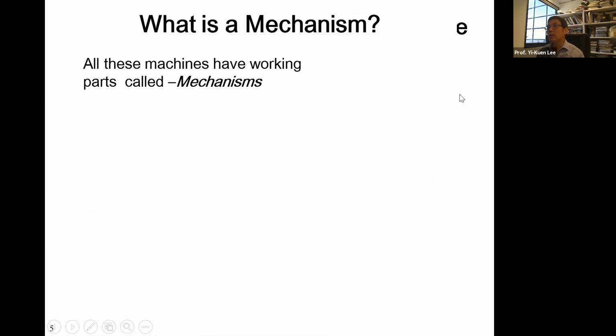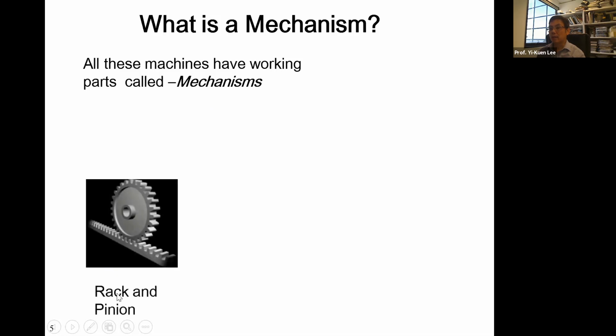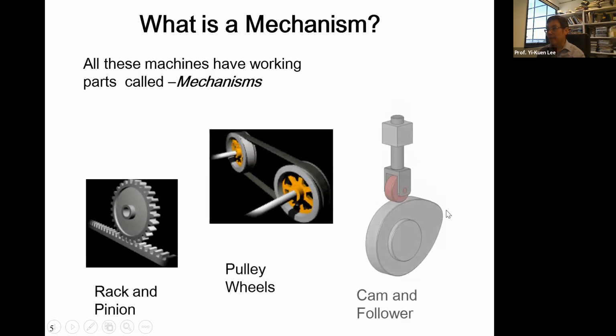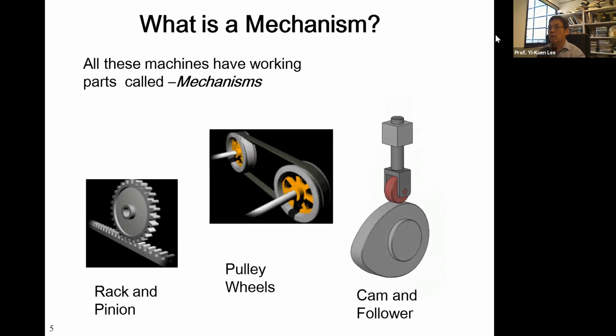Right? Here I show you the basic idea of where all this kind of machine has power. We call it the mechanism. Like this here we call the rack and pinion, and this pulley and wheel. They are also mechanisms. And this kind of cam and follower. All this kind of car with a traditional engine needs a cam and follower to control the engine operation. So this becomes also a very important thing.